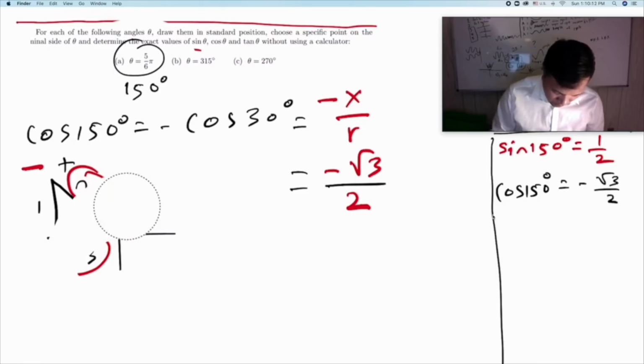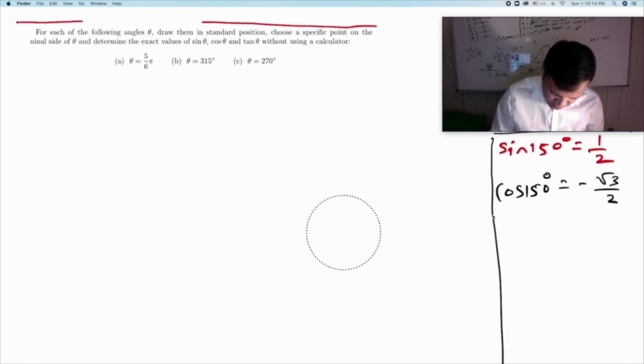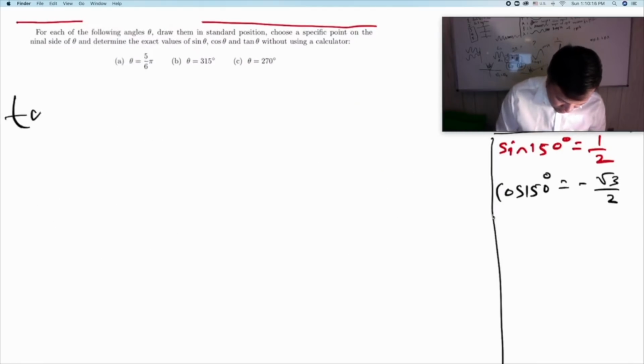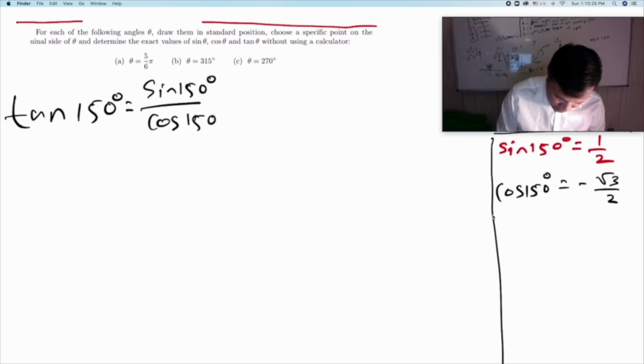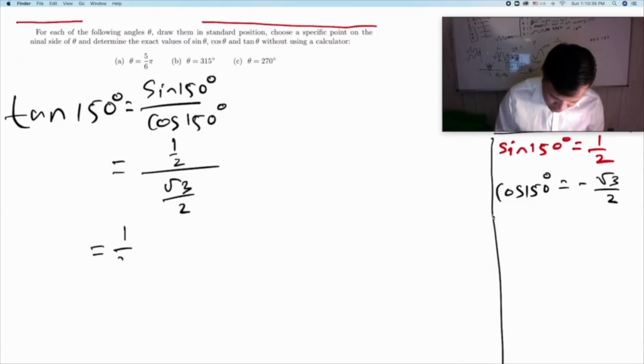Okay, now we're going to do tangent. Tangent 150 degrees is equal to sine 150 degrees over cosine 150 degrees. So sine 150 degrees is 1/2, and cosine 150 degrees is the square root of 3 over 2. So 1 over 2 times 2 over the square root of 3. The 2s cancel, so it is 1 over the square root of 3.